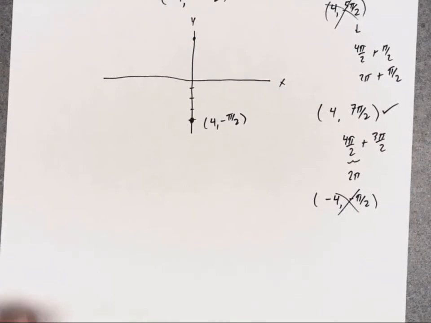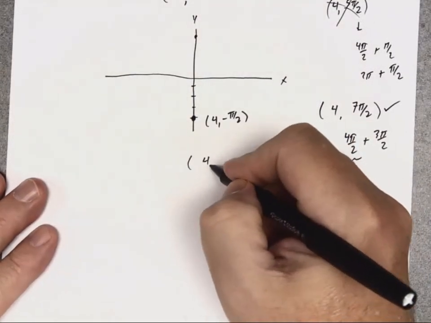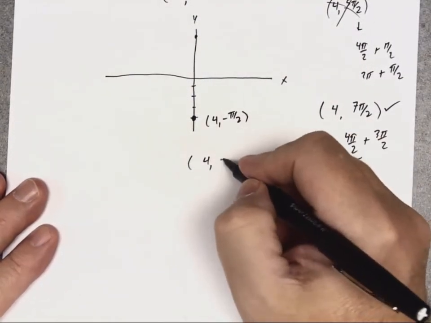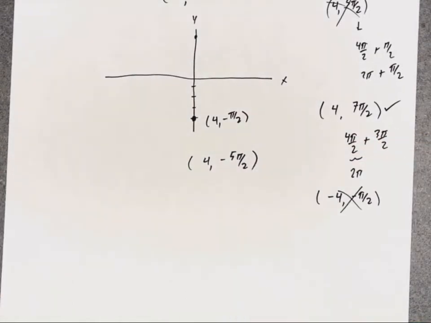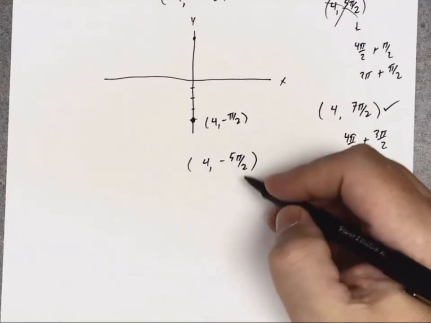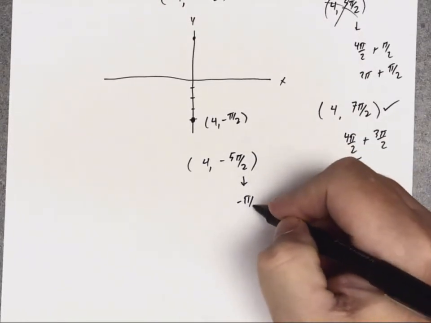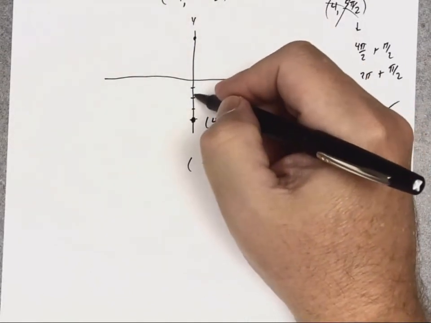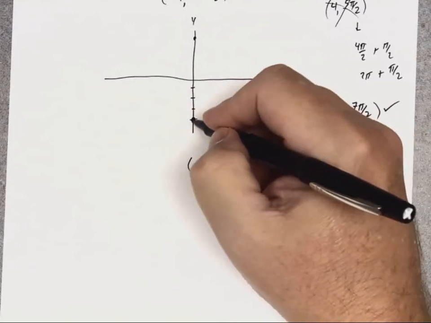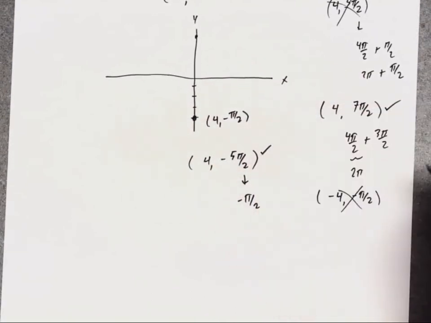How about (4, negative 5 pi over 2)? Negative 5 pi over 2 is one trip around the unit circle. That's negative 2 pi, and then negative pi over 2 more. So really, when I plot this, I'm really plotting negative pi over 2, which is my negative y-axis, and a distance of 4. Turns out I'm at the same point.